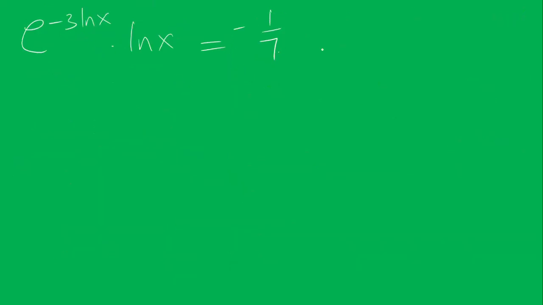Now, I want to make use of the Lambert W function, where you have W of a times e to the power a is equal to a. So now, when you look at this, it's not the same. So now, we need to make this the same with this.